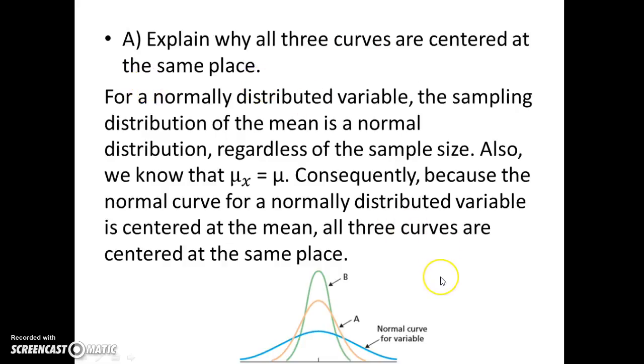Well, of course they're going to be centered at the same place because this is the normal curve for the variable. It's a normally distributed variable. So the samples also should have a normal distribution. The sample size doesn't matter, so they should also have the normal distribution. And we all know that the sample mean should be equal to the population mean, so they all have the same mean right over here, and that's why they will be centered at the same place.